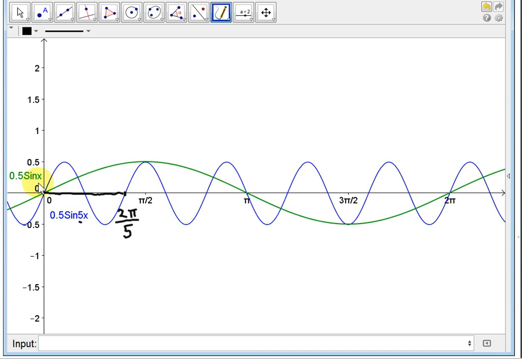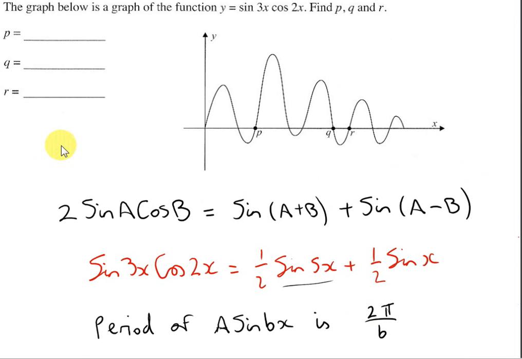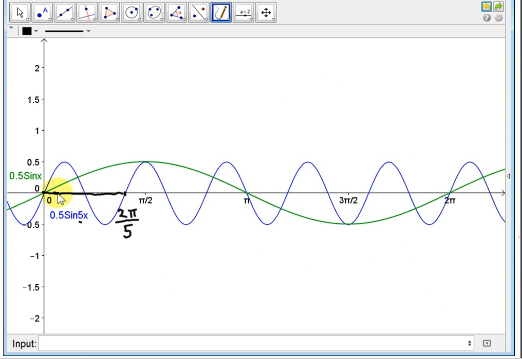What about the period of a half sine x? Well, b is just 1 in this case. The coefficient of x is just 1. So the period is 2 pi divided by 1. So b is 1, as it is for this function here. The period is 2 pi divided by 1, which is 2 pi. And you can see that here. Period is this distance. So here's one cycle, or one period, of the function of half sine x.